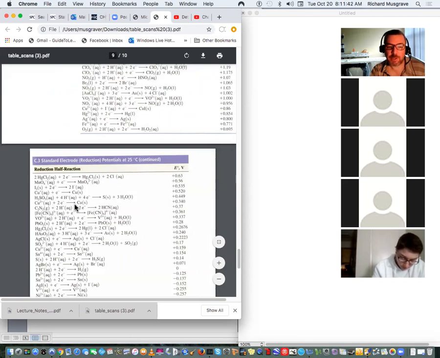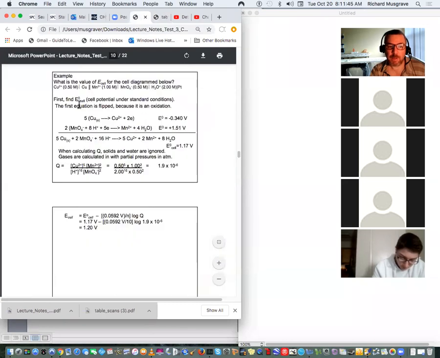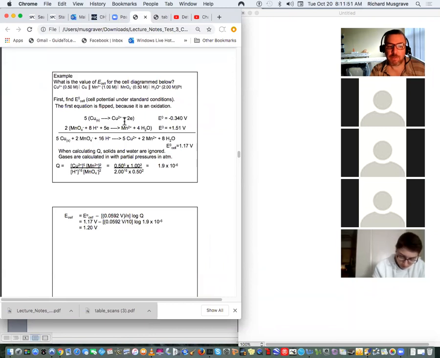Now this is a reduction. As I had stated earlier, anything that's listed first is the anode, which means that's where oxidation occurs. So the first thing you should do is flip it. And the copper then goes to copper 2+ and 2 electrons, and the E0 then gets flipped in sign to be negative 0.340 volts. I'm going to stop here for a second.